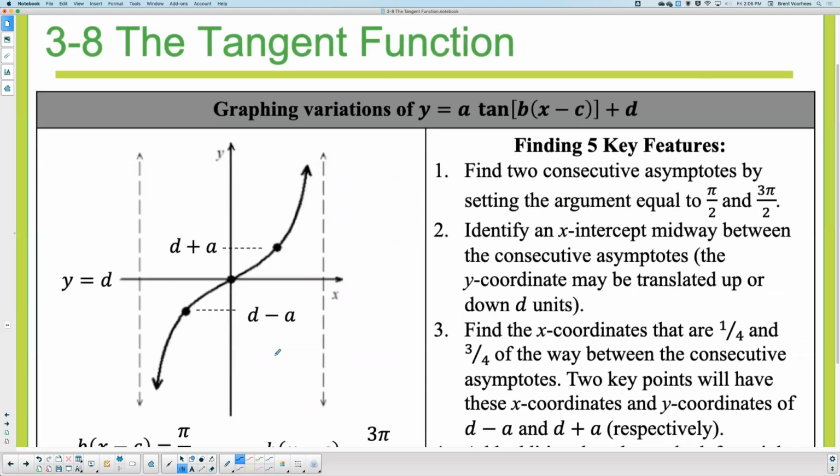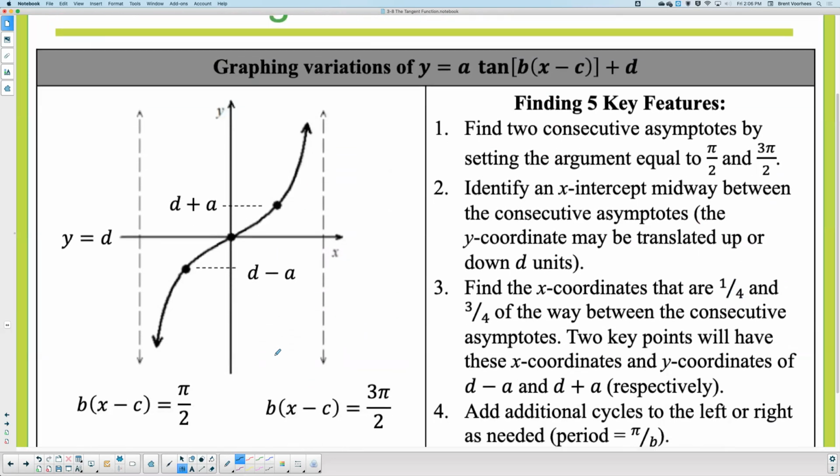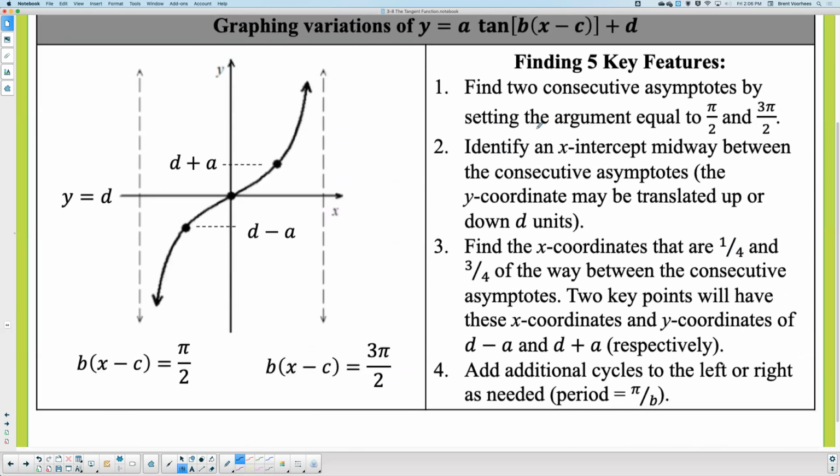The first slide gives you the rules for finding your 5 key points. There are 5 key features. Honestly, I could have written this in 3 steps. Step 4 just says basically to repeat itself. I'm going to do that within steps 1, 2, and 3. It's going to be a 3-step process for us to find our key features. Our 5 key features are this.